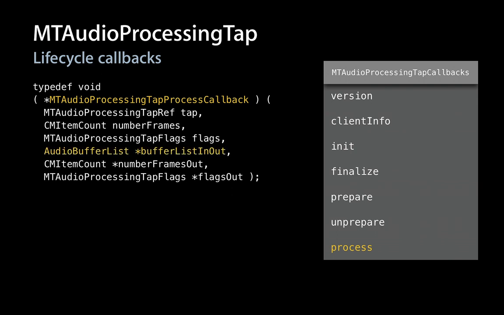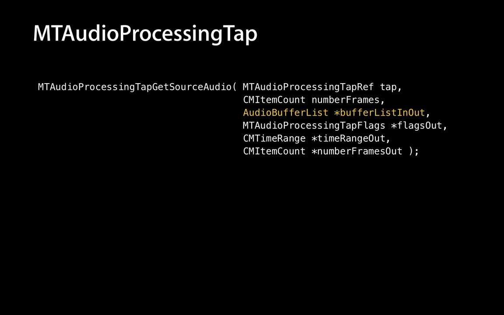The process callback provides another structure, the audio buffer list. And this structure, at the time of you getting the process callback, is only partially populated. At this point in time, it only describes the number of buffers and the number of samples in each buffer that have been made available to you for processing by the tap. To actually get those samples, you need to pull them out of the tap. And for that, you call empty audio processing tap get source audio. This is your opportunity to pull those samples that have been made available to you out of the tap.